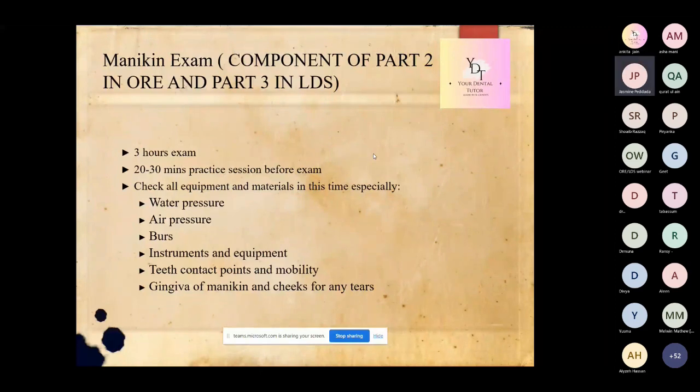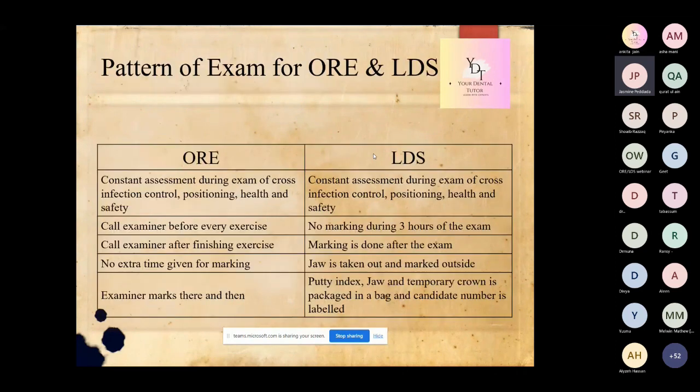Now, the difference between the mannequin of ORE and the mannequin of LDS is that in the mannequin of ORE, the examiner is on your head. For each row, there are two examiners, and they keep moving from the start to the end. So you will be constantly assessed on how you are sitting, whether your posture is right, whether your chair position is right, whether you're bending too much, health and safety. So you're constantly being examined and monitored by the examiner. After every exercise, you have to call the examiner. They will mark you on that exercise, and then you go ahead with the second one.